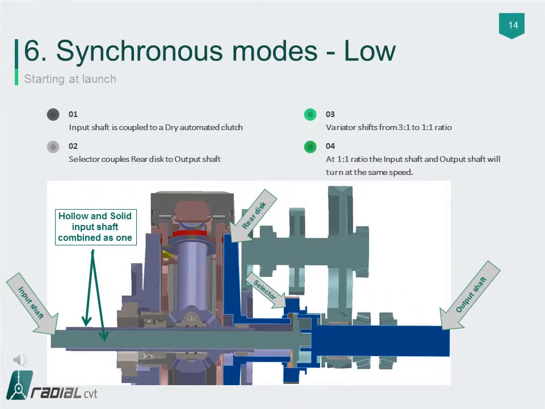In the multi-synchronous mode, the Gen 2 radial CVT hollow input shaft is coupled to a solid input shaft that extends to the selector, while the other end is coupled to the power source, typically an ICE, via an automated dry clutch. In the low mode, the selector couples the rear disc to the output shaft and the variator can shift from there. When the variator reaches a 1-to-1 ratio, the solid input shaft will rotate at the same speed as the output shaft. The direct mode can now be selected as described in the next slide.